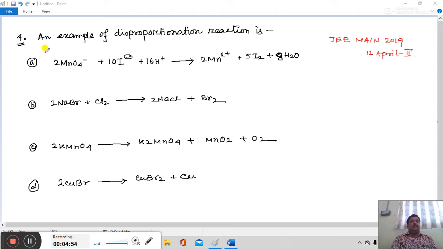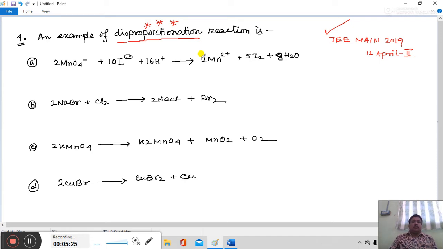In this video the fourth question is: an example of a disproportionation reaction is. Here also four equations are given. This question came in the JEE Main 2019 exam. Now, what do we mean by a disproportionation reaction? Where one atom simultaneously undergoes oxidation and reduction in a reaction.